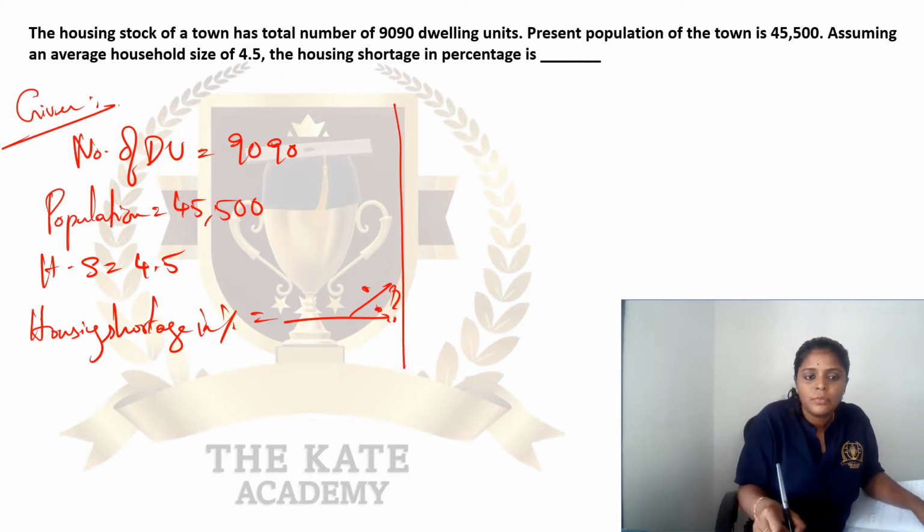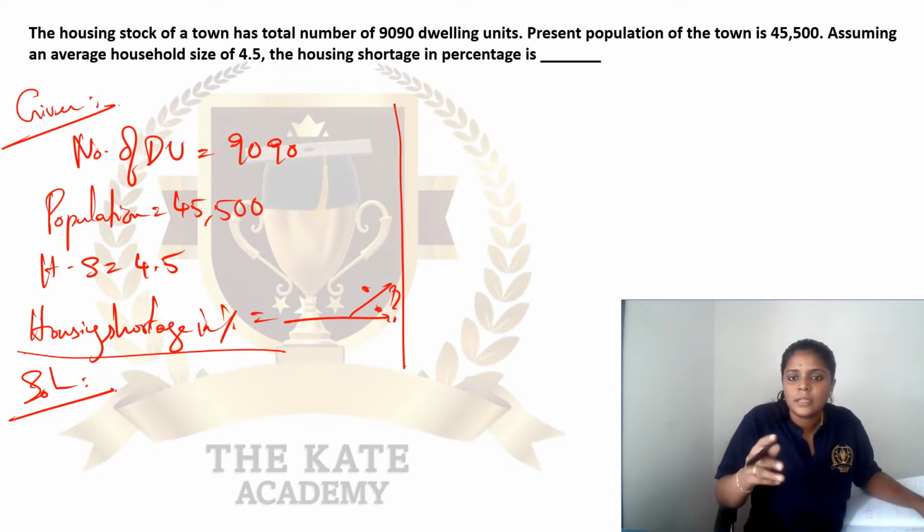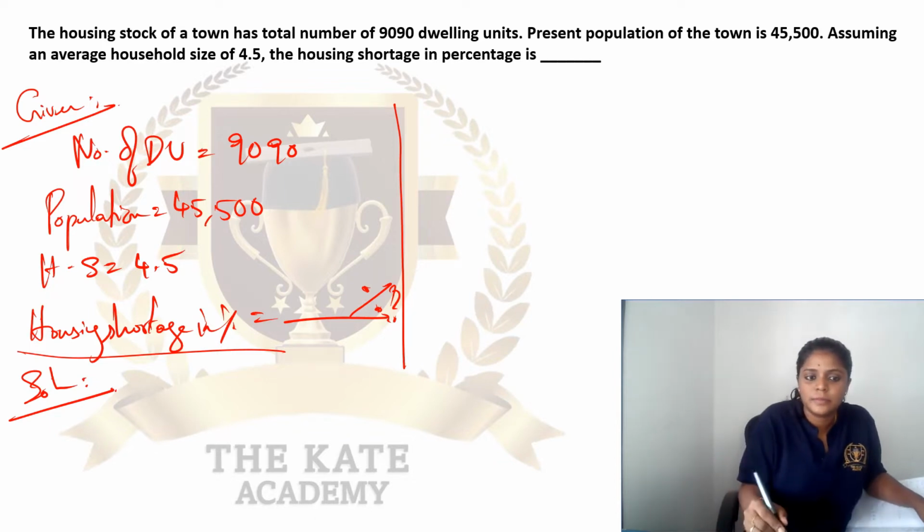Okay, for this, they have told that there are 9090 dwelling units. There is a certain quantity of dwelling units already available, and there is a present population. Household size is 4.5 per house. So how many dwelling units are required and how many are already present? What is the difference? And that difference you are going to answer in percentage. So the total number is 9090 dwelling units. Now you are going to find what is the required dwelling units.